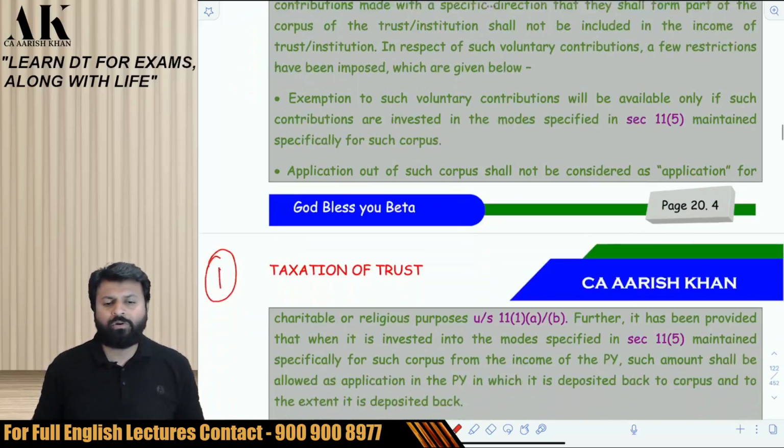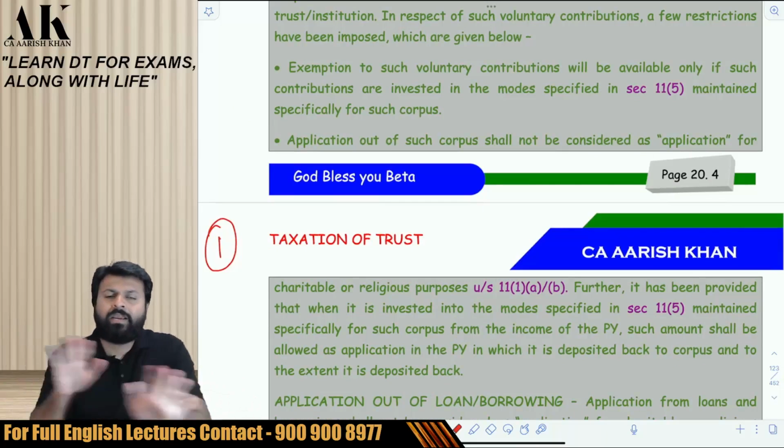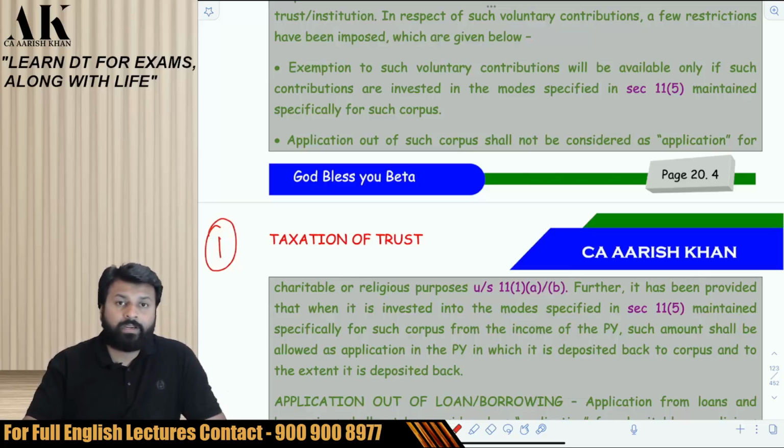Okay. Now you have invested in the mode specified in the government. The corpus donation is exempt. Now when you withdraw the money and apply for the trust, it is not considered as an application. It is not allowed as a deduction.